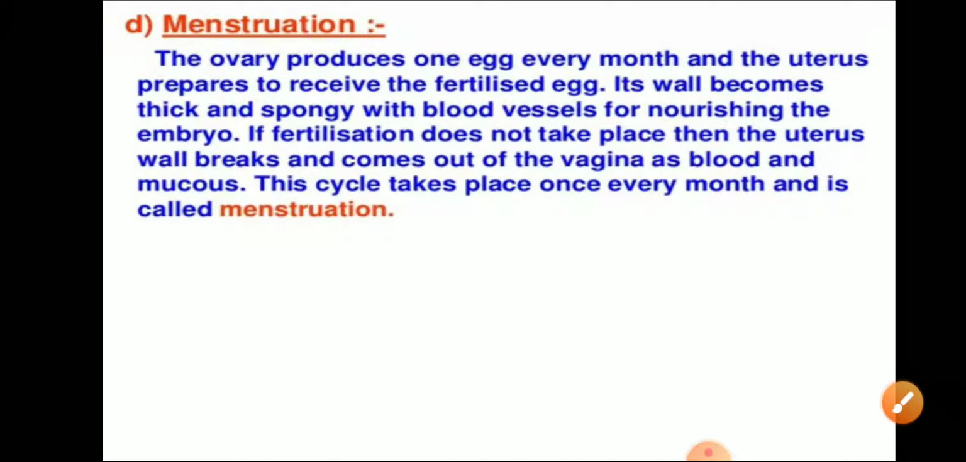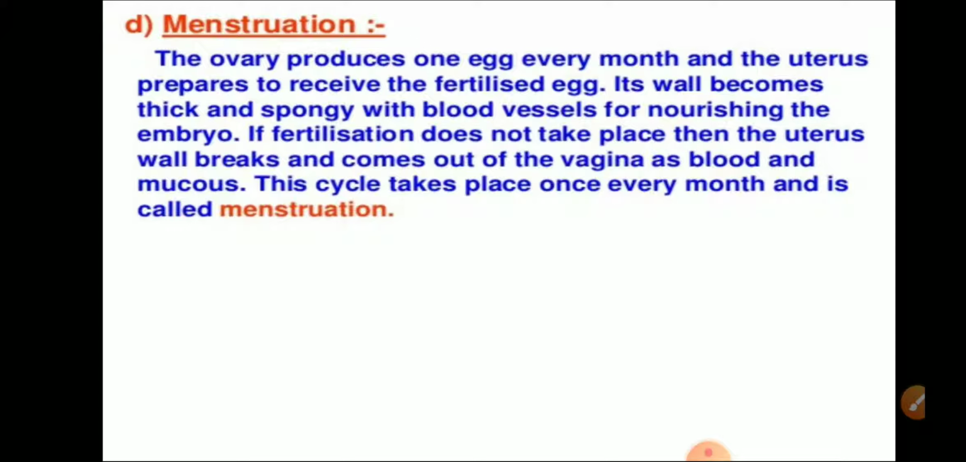Now, what do you mean by the term menstruation? Menstruation is the onset of puberty in case of female. The ovary produces one egg every month, and the uterus prepares to receive the fertilized egg. But when the fertilization does not take place, then the wall becomes thick and spongy. So it releases blood vessels, and after rupturing, the blood is released along with the blood vessels every month. After 28 days, this cycle repeats, and this is termed as menstruation.